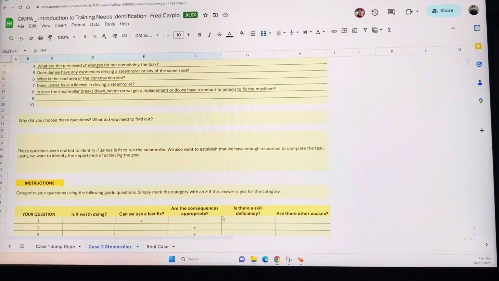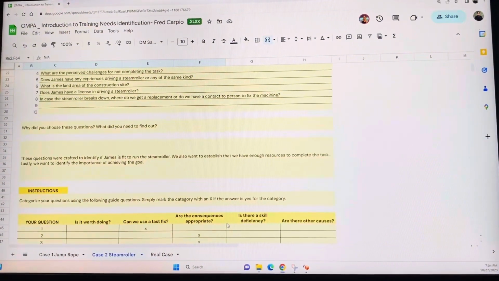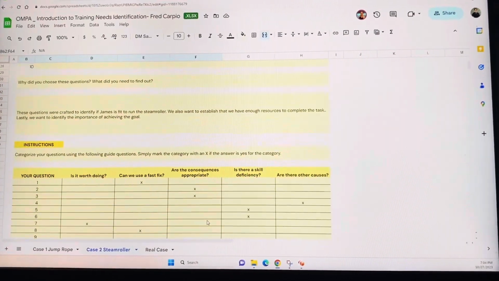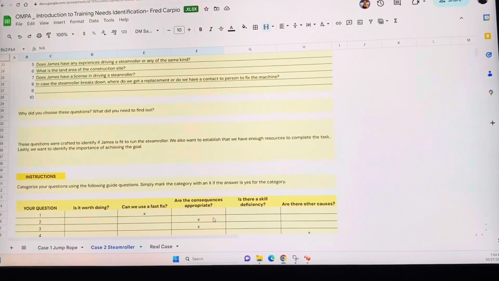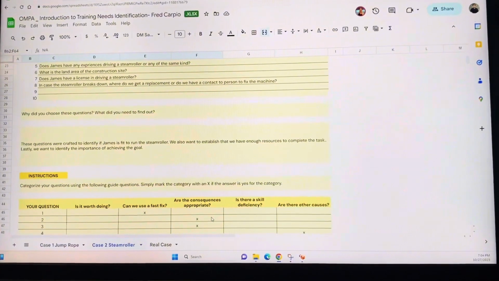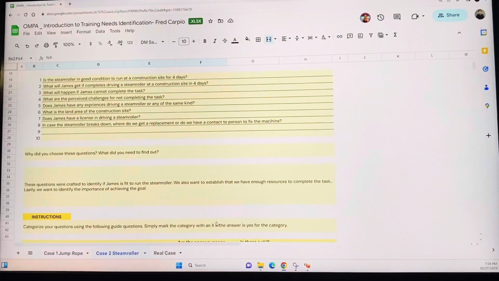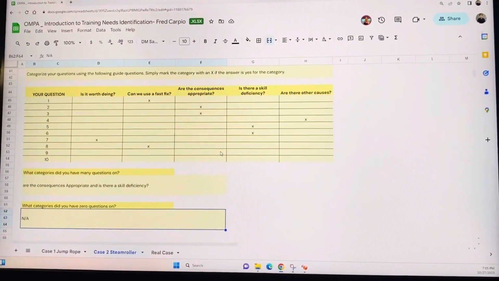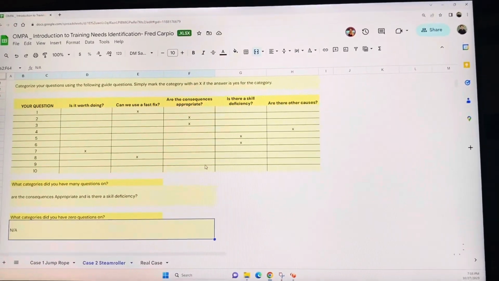And then number 6 is, what is the land area of the construction site? Does James have a license in driving a steamroller? Is the number 7 question, is it worth doing? Definitely, because if James doesn't have a driving license for a steamroller, then obviously we cannot complete the task at all. And lastly, number 8 question, in case the steamroller breaks down, where do we get a replacement? Of course, we want to have this easy fix. Can we use a fast fix or easy fix question? Definitely.